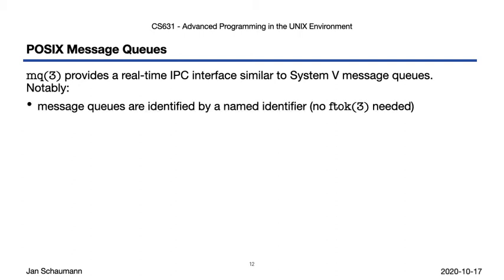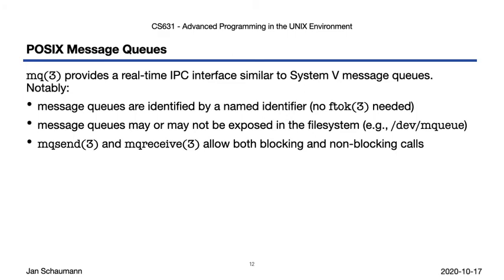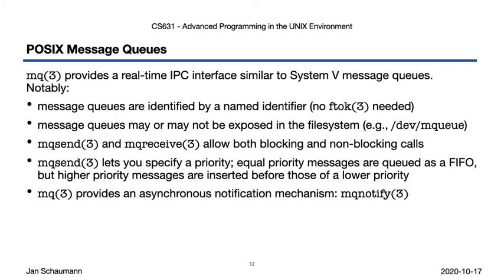For starters, we no longer need to use ftalk or similar keys, as we can now identify message queues by name. These named message queues may now be exposed in the file system, which can come in handy. We allow both blocking and non-blocking communications, and we allow for a way to skip the queue and place a message at the head by assigning a higher priority. And finally, we add a way for your process to be notified of incoming messages rather than sitting there and waiting. This is particularly useful and perhaps best illustrated by another example.